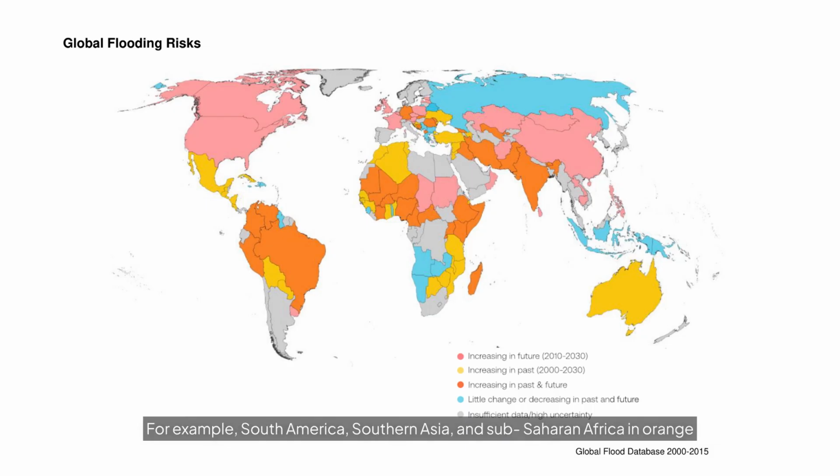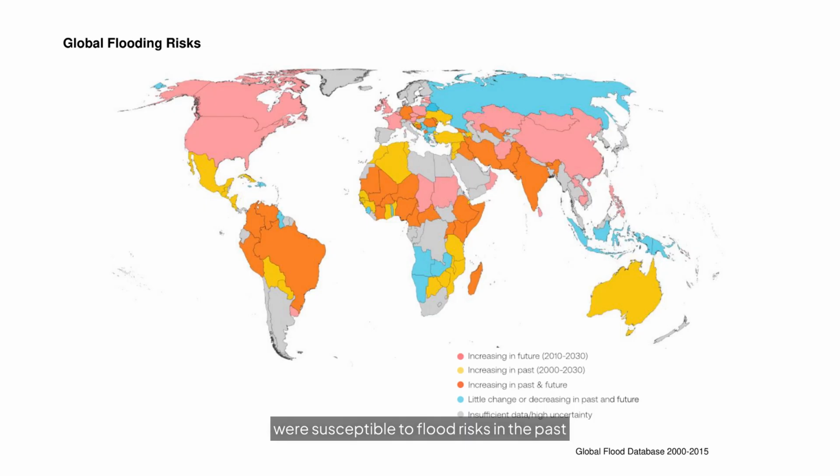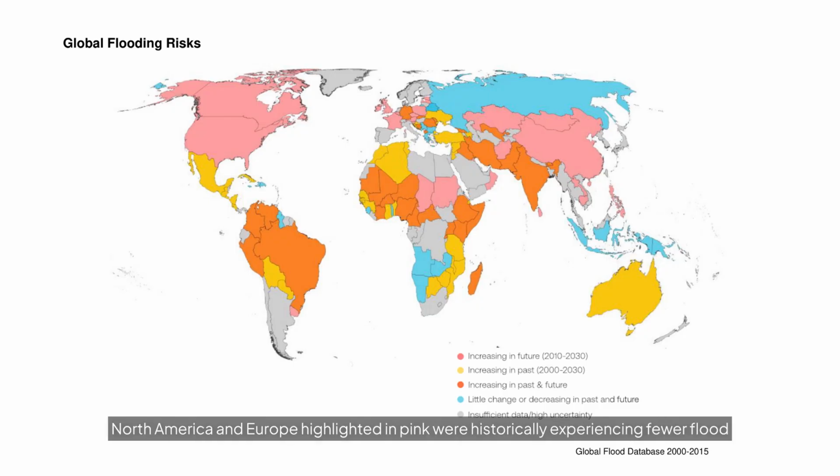For example, South America, Southern Asia, and Sub-Saharan Africa in orange were susceptible to flood risks in the past and are expected to continue facing the risks in the future. North America and Europe, highlighted in pink, were historically experiencing fewer floods, but they are projected to face increased flood risks in the future.